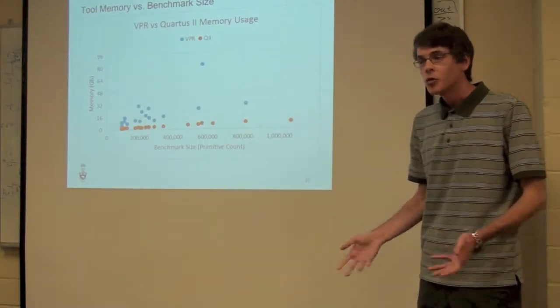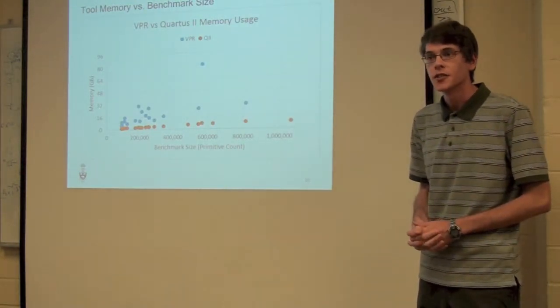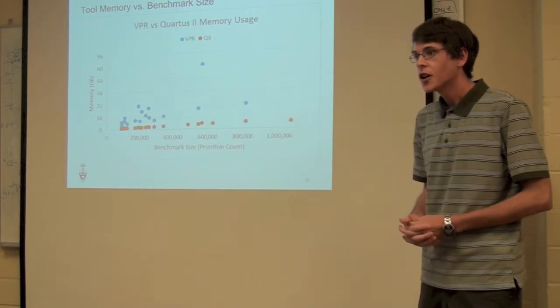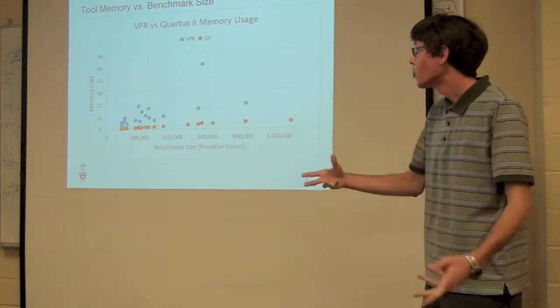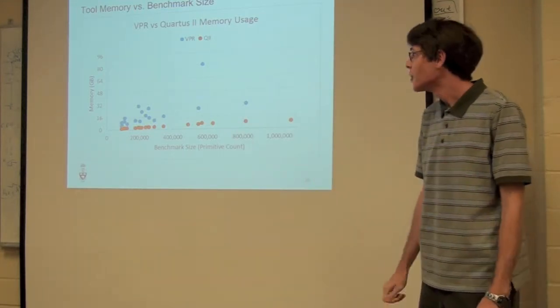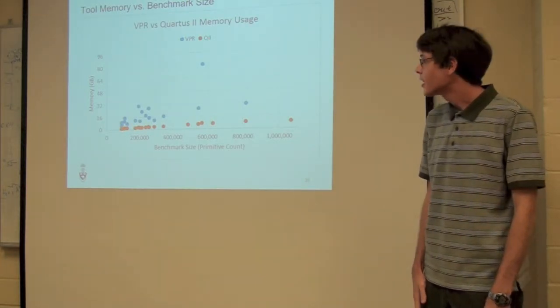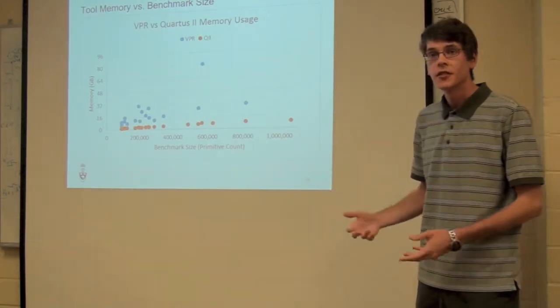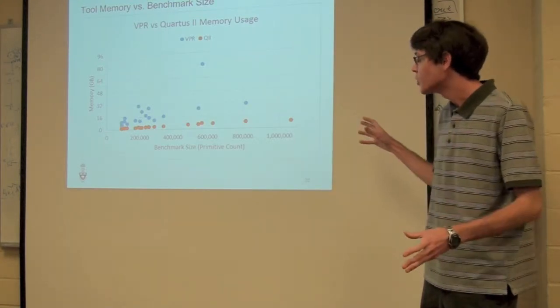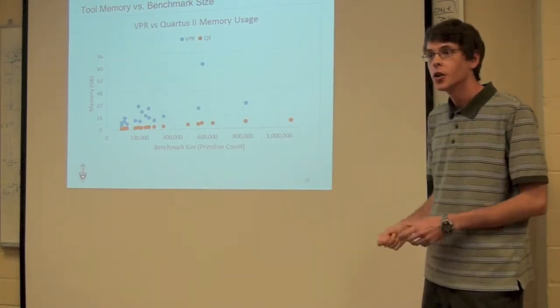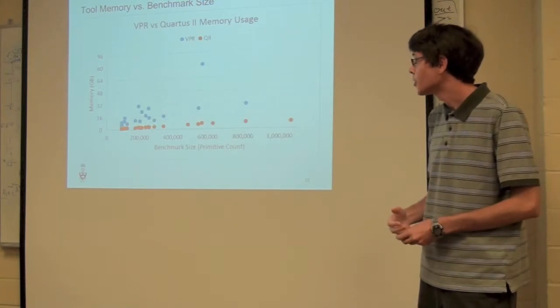Another aspect of tool performance is basically looking at memory usage. And here, again, we see that VPR uses more memory than Quartus, in some cases substantially more. But we can also see that it's also more inconsistent. So Quartus tends to scale quite nicely with the size of the benchmark. VPR is much more inconsistent in how much memory it will use.